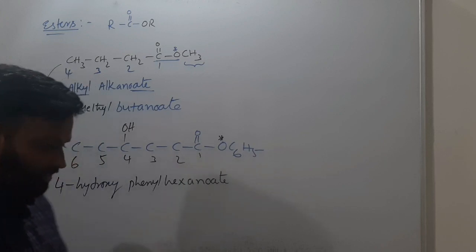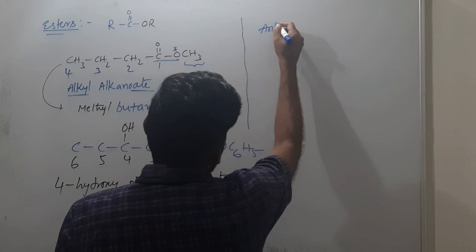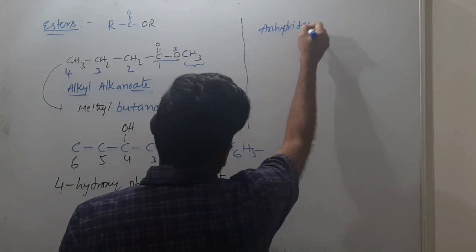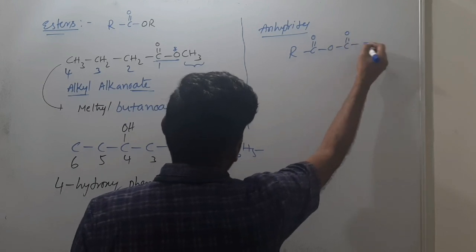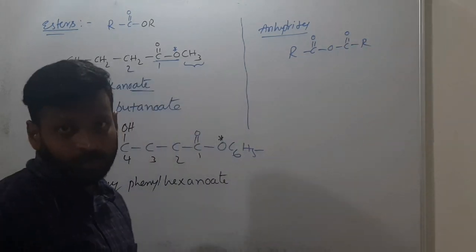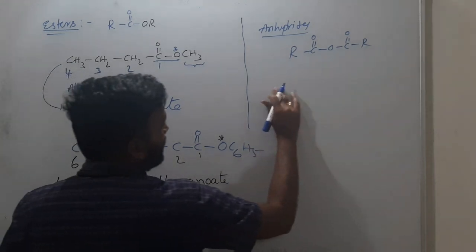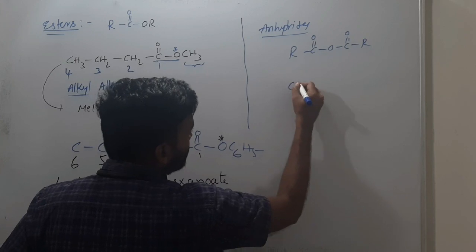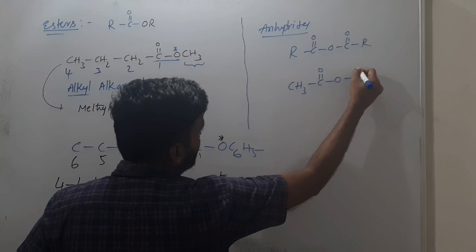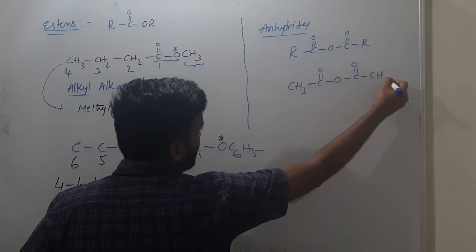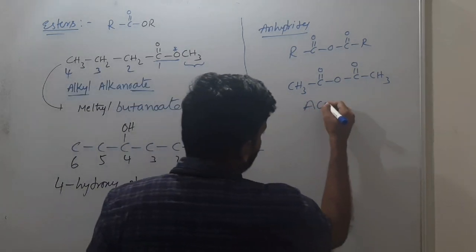Okay. Anhydrides, you already have an idea. I also gave in the previous class how to write names for that. Anhydride means RC double bond O, O, C double bond O R. So if you have acetic anhydride, ethanoic anhydride, we use names like that. Suppose CH3, C double bond O and O, C double bond O and CH3 is given.